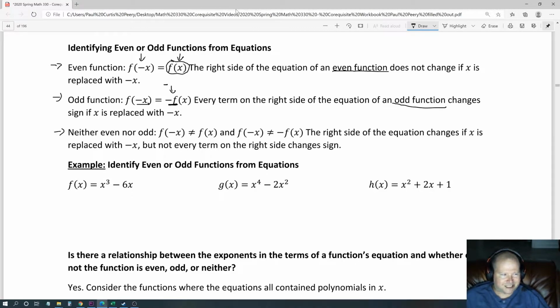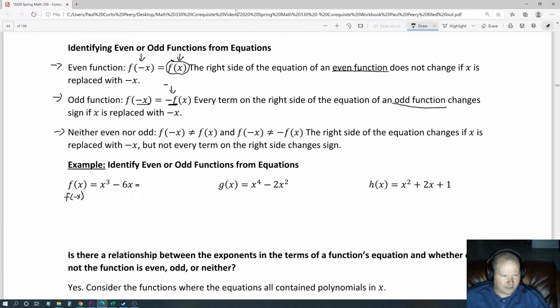Okay, there's no separate test for neither. It's just that if it fails the even test, it fails the odd test, then it's the neither. It's not going to be either. Okay, so let's do some concrete examples here. And there's a pattern you're going to learn later on that will make this a lot easier, but we're going to pretend like we don't know the pattern initially, and we'll see what we get.